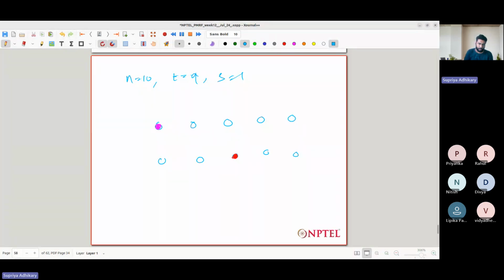Now, if we take only n many points, then the reconstruction is not possible. Why? Because the degree of the polynomial is 9. So if the degree of the polynomial is 9, then we need at least 10 points to reconstruct. That means all of these 10 points are now required.